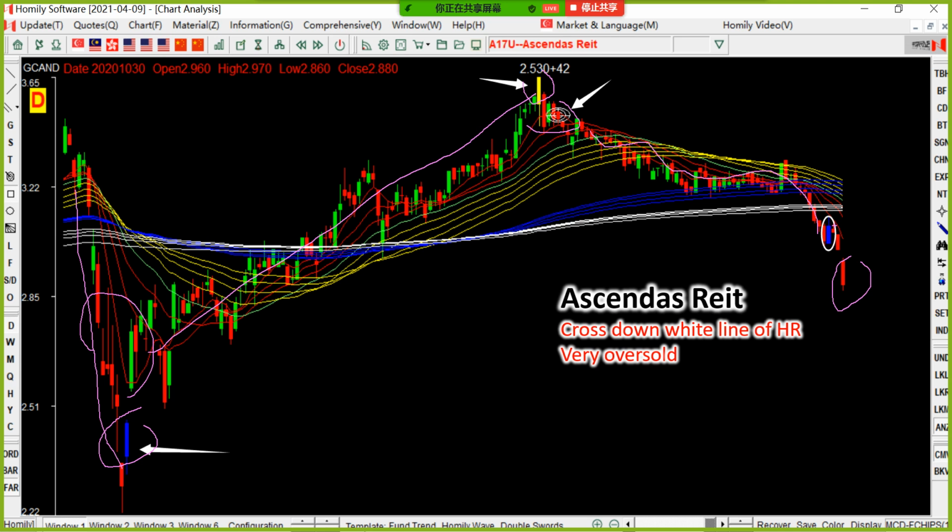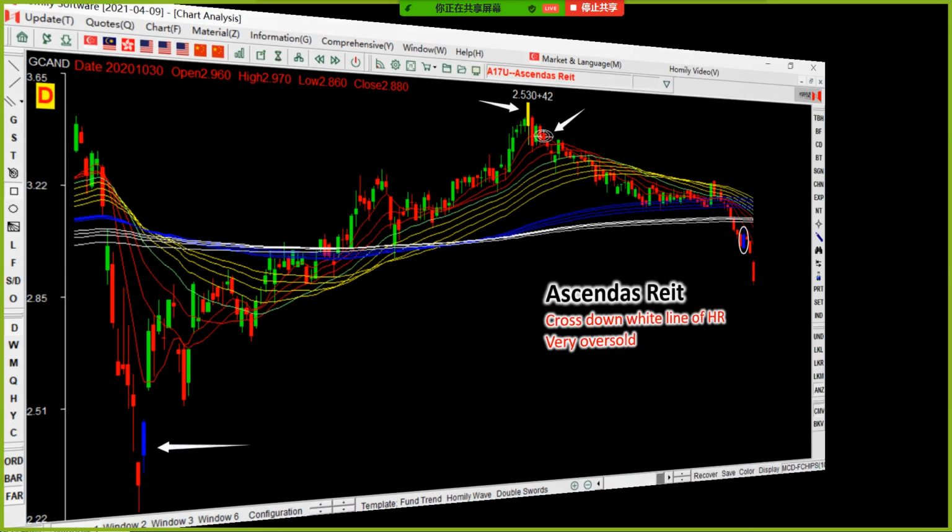Yes. But after the blue Taiji, the candlestick cannot close higher than the blue Taiji. So it's not a buy signal. So I'm waiting for another blue Taiji in the chart. And if the blue Taiji can be penetrated, I will buy. I will catch the opportunity. That is the chart analysis.